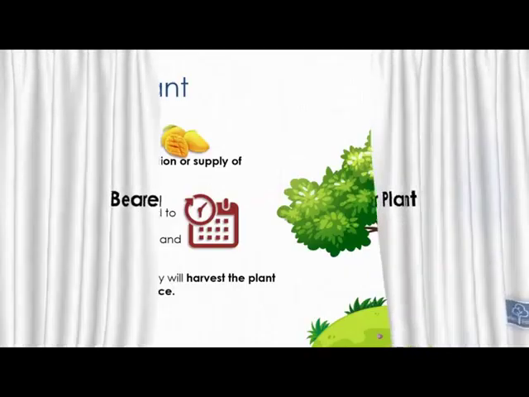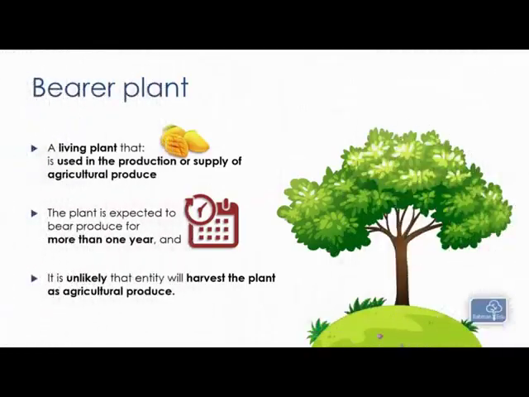Alright guys, let's talk about bearer plant. A bearer plant is a living plant that is used for the production of agricultural produce, and we are expecting that this bearer plant is going to give us produce for more than 1 year, and we do not have any intention to cut down this tree, harvest the plant as agricultural produce.